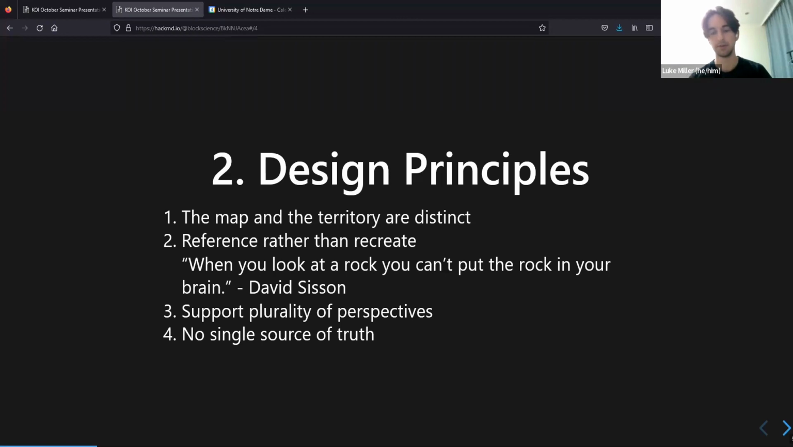Then we have support plurality of perspectives, and then no single source of truth. And these go together. But essentially, we want our system to be able to support people having different perspectives on the exact same things without forcing them to achieve consensus or come to one conclusion, and without weighting certain perspectives over others as being more or less authoritative or important. And obviously, those things will naturally emerge. But the base system itself shouldn't have any bias in that regard and should allow for the truth to emerge subjectively based on the perspectives of the actors within the system rather than relying on some single source of truth from outside the system.